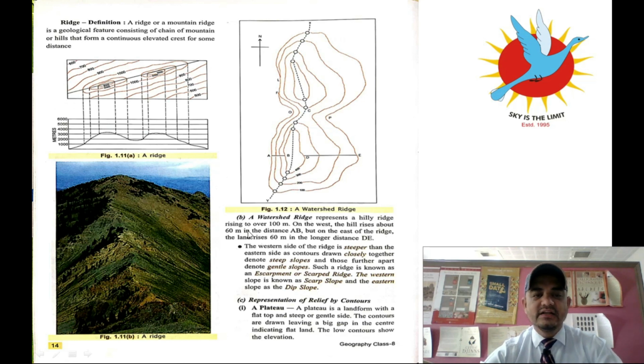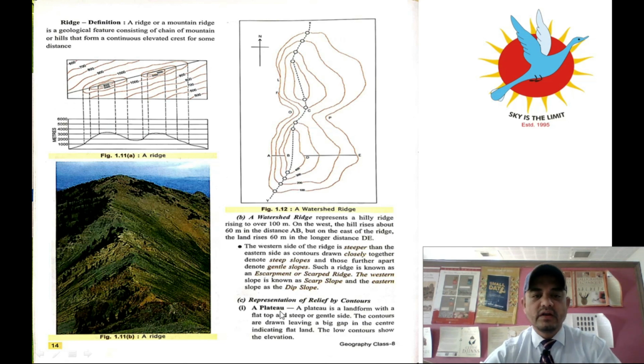It represents a hill ridge rising 100 meters. On the west the hill rises about 60 meters in the distance AB, but on the east the land rises 60 meters in the longer distance DE. So you can see that here the contours are very close, and here the contours have a large space. In this way we can know that if the water is going to spread from this area, it will divide in the direction of the gentle slope, from the steep slope toward the gentle slope.